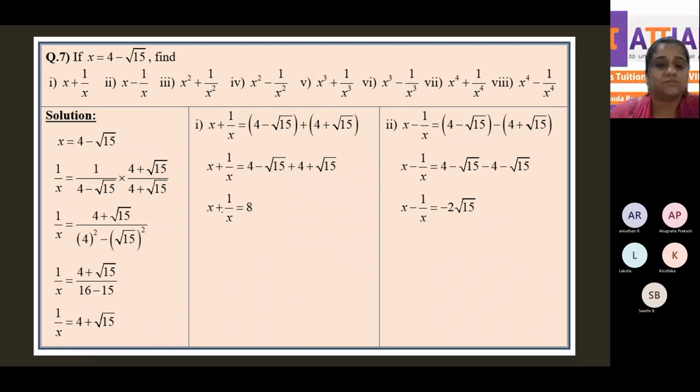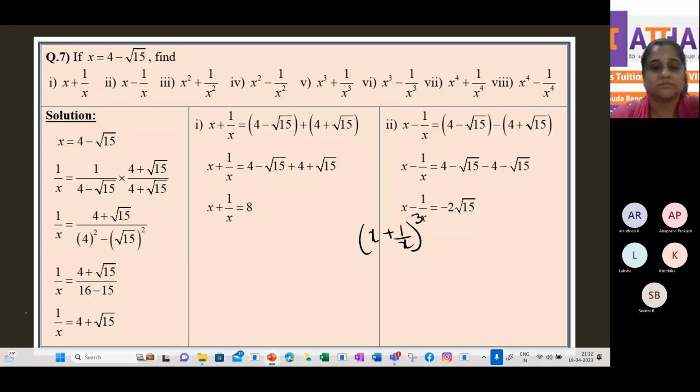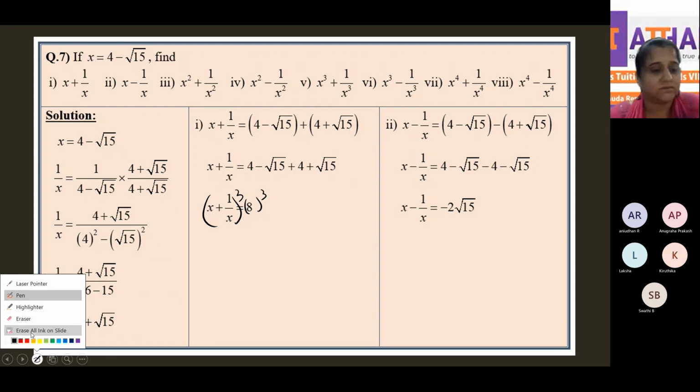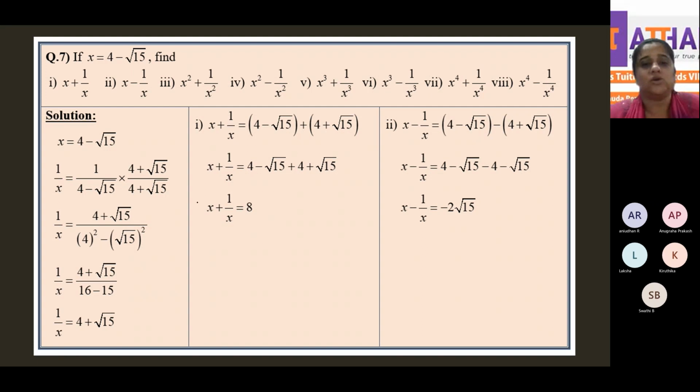So now, what is x plus 1 by x the whole cube? When you cube it, what is a plus b the whole cubed? A cubed, right? Now cube this on both the sides, to find x cube plus 1 by x cube. Just a minute, children. I'm getting a call. Just a minute.